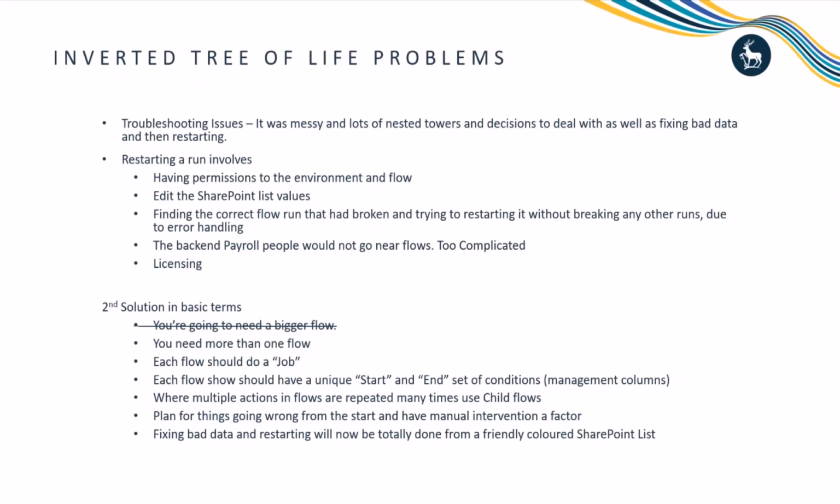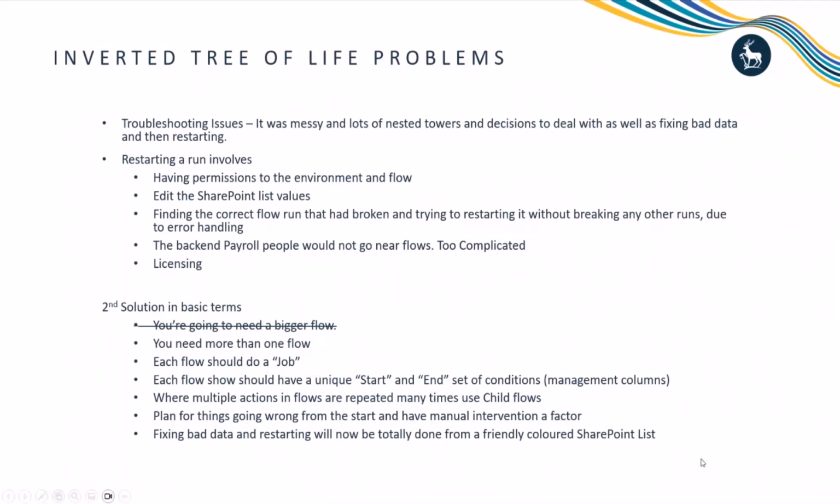And then where there are multiple actions inside of a flow, we look to use child flows for the repeat things over time. But the most important thing about all of this is that you plan for it to go wrong. Guaranteed it's going to go wrong somewhere. And as long as you're planning for it, you can fix it. Fixing bad data and restarting it can now all be done from a fun, friendly, colored SharePoint list.